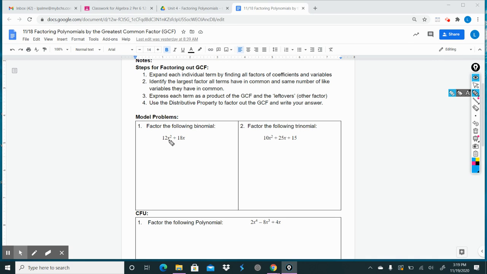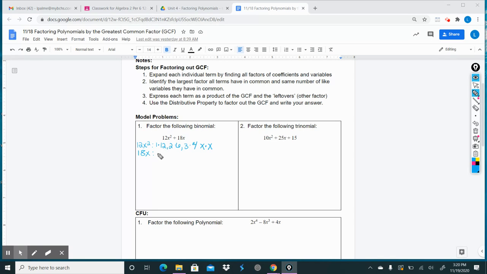So here we are factoring a binomial. So I'm going to write each term of my binomial, and I'm going to find each set of factors of each coefficient and expand our variables. So for 12x squared, my factors are 1 times 12, 2 times 6, and 3 times 4. Those are all my available factors for 12. And expanding x squared would be x times x.